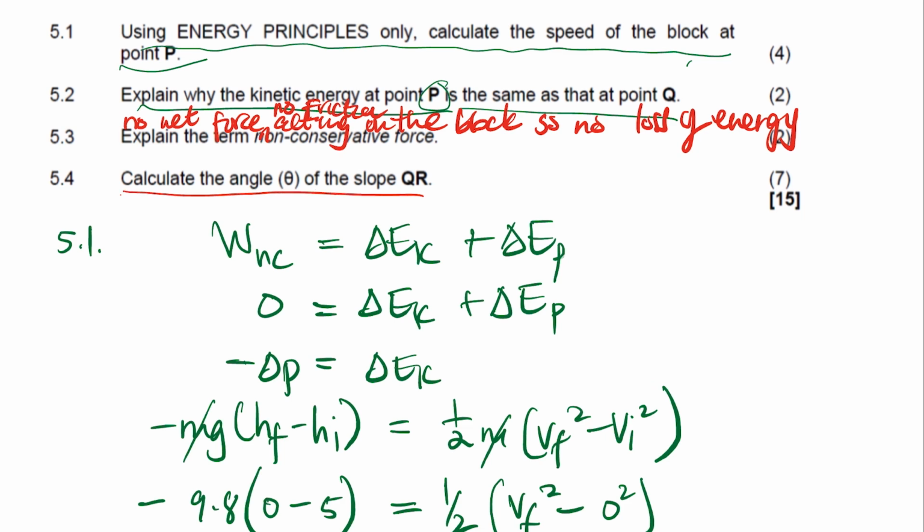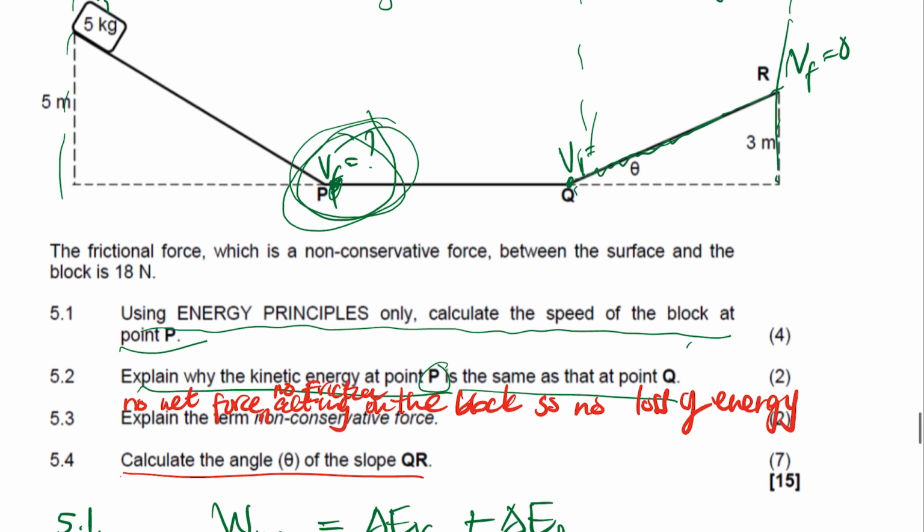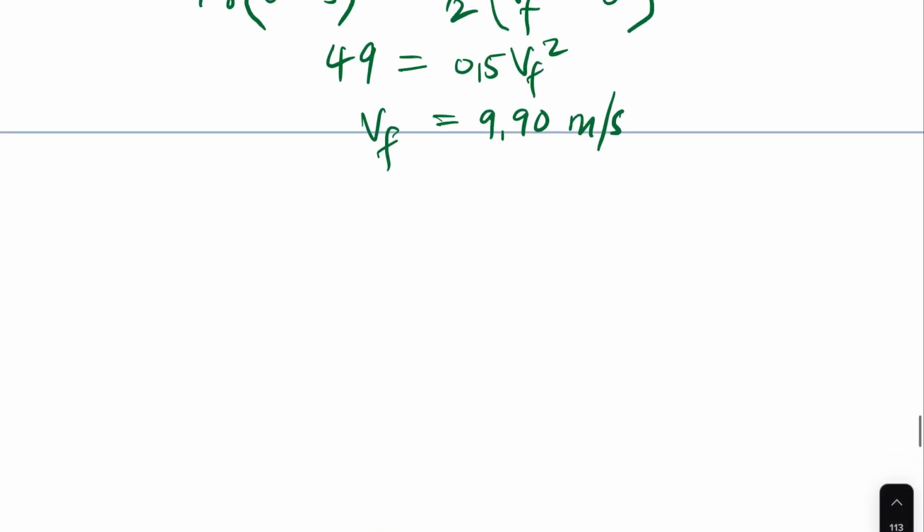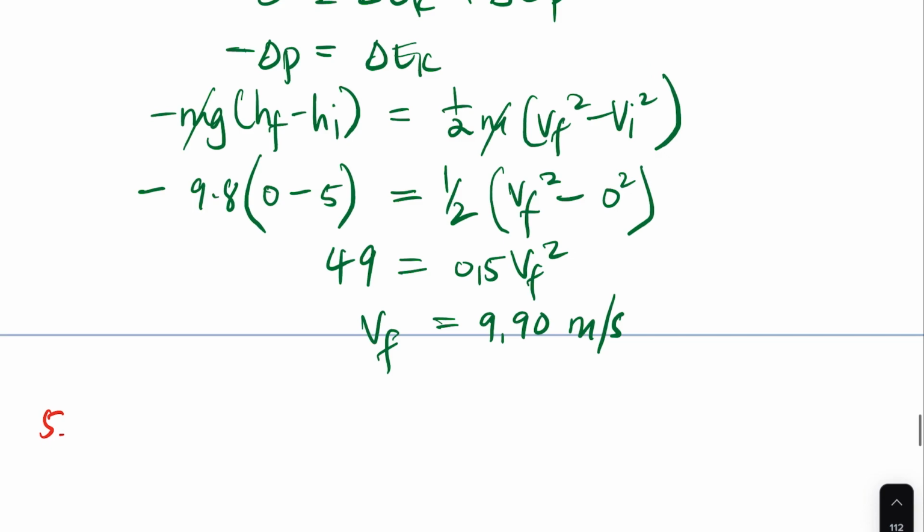5.4, calculate the angle of the slope. So we want this angle of the slope. Guys, one thing that we know, this velocity that we calculated that it reaches here, it's 9.9. It's going to be 9.9 constant until there. So the initial velocity there is 9.9 meters per second, and then it decreases to 0 at the top. So that's what we know there. Now it says we must calculate the angle of the slope. So what I'm going to use there is the energy principle.